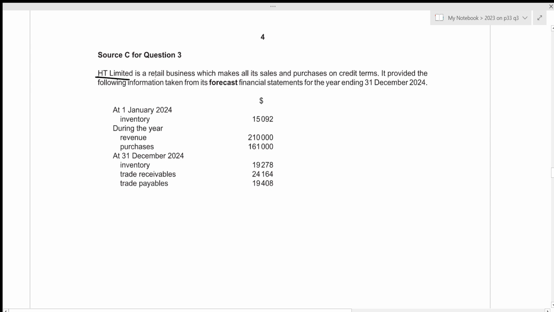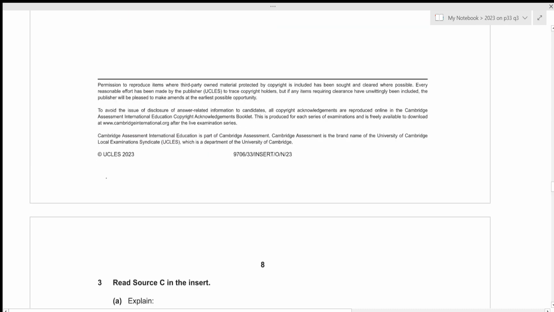HT Limited is a retail business which makes all its sales and purchases on credit terms. It provided the following information taken from its forecast financial statements for the year ending 31st December 2024. So we have information regarding opening inventory. We have information for revenue and purchases, and both of these will be on credit terms. And at the closing date, we have our inventory, trade receivables, and trade payables. Let's have a look at our first question.